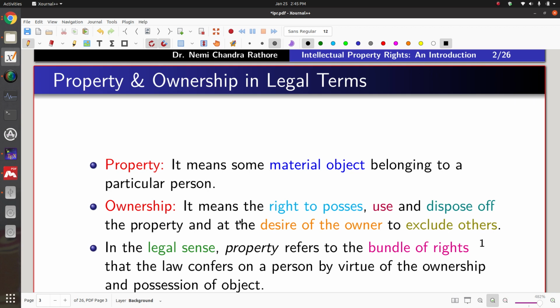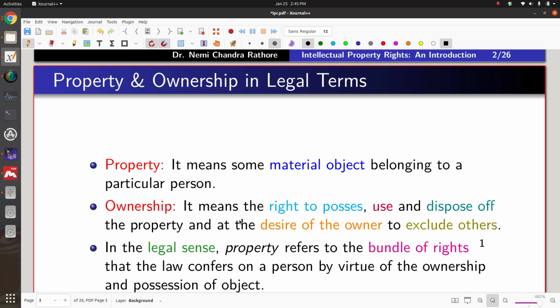And you can also, if you want, exclude others from using your property, and you can also permit some other people to use your property. So that means under the term ownership, you are given the right to possess the property. You can use the property in whatever way you like. You can transfer the property to others. You can exclude some other people from using your property.